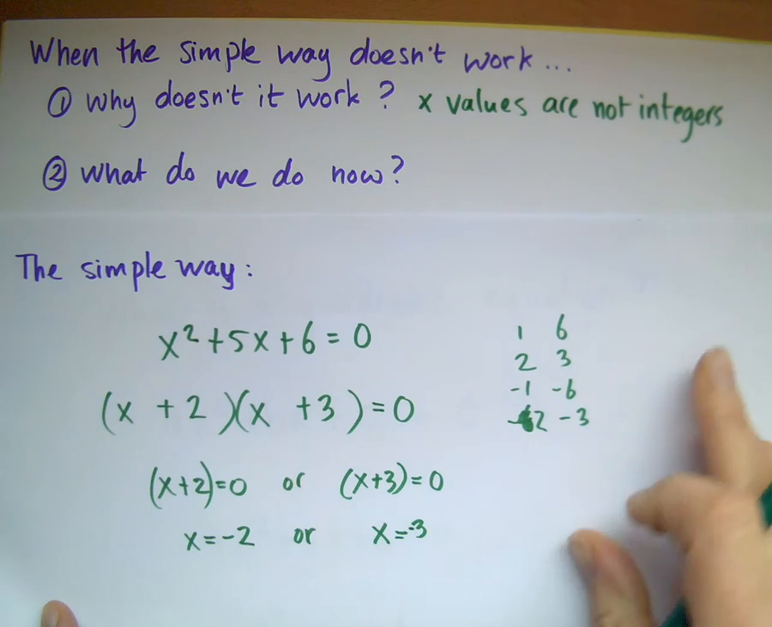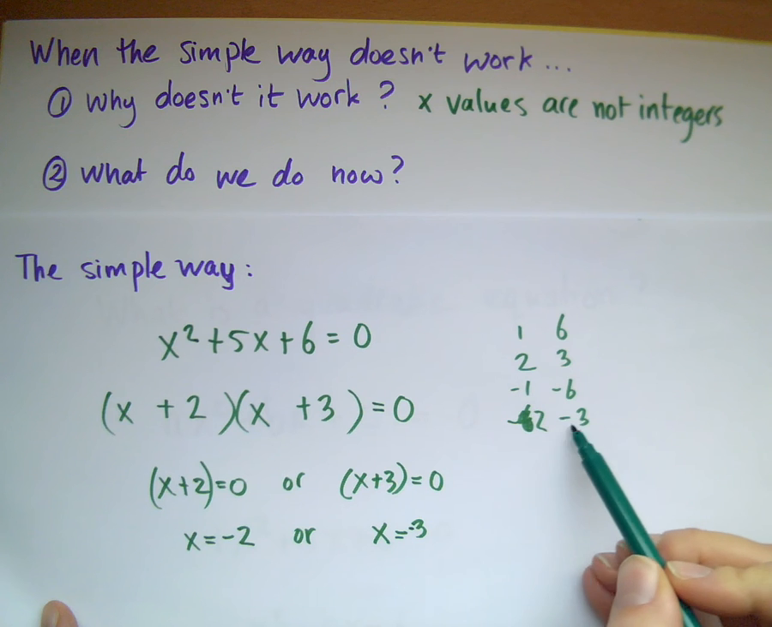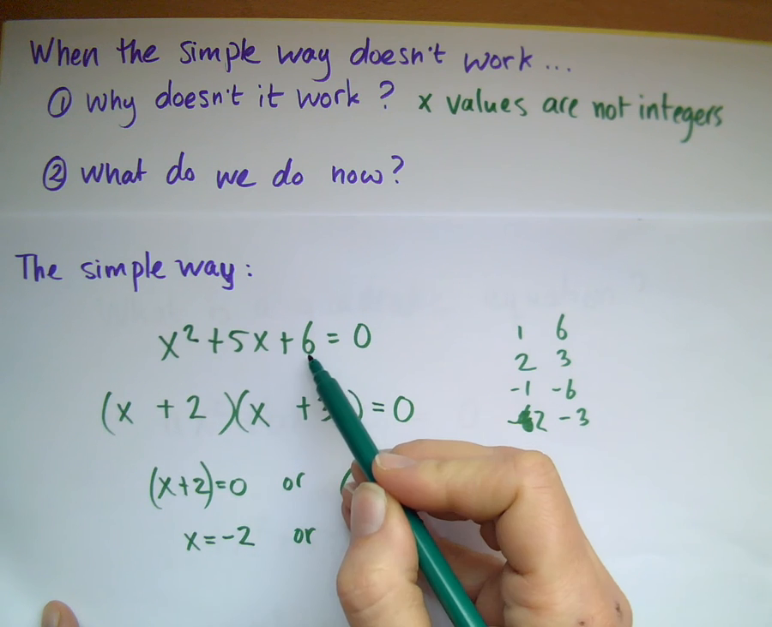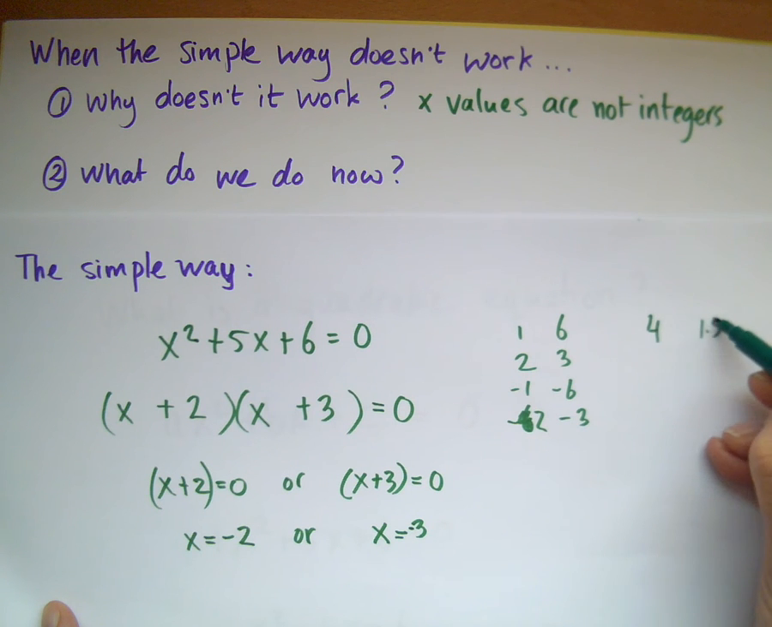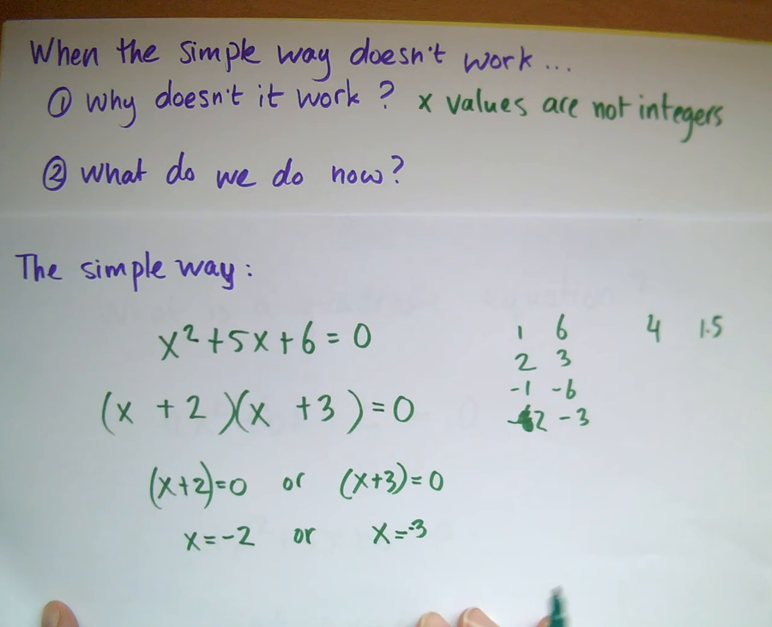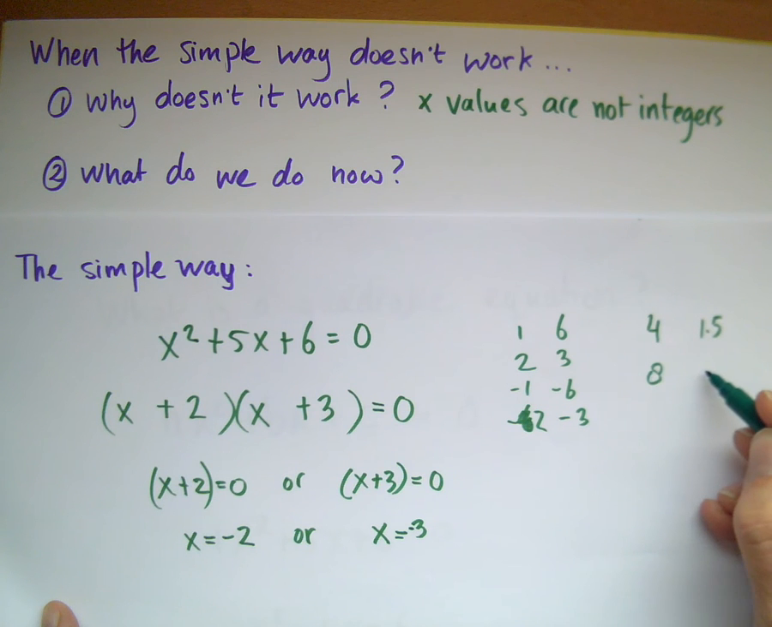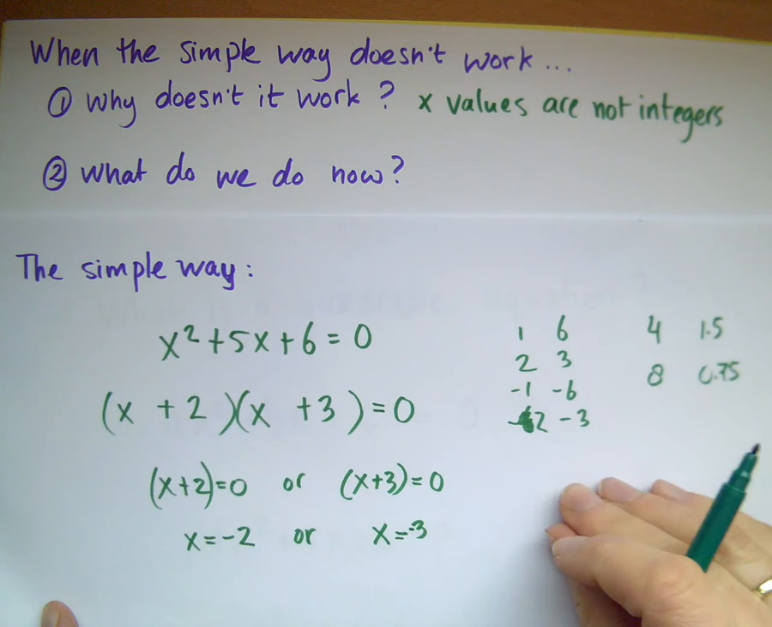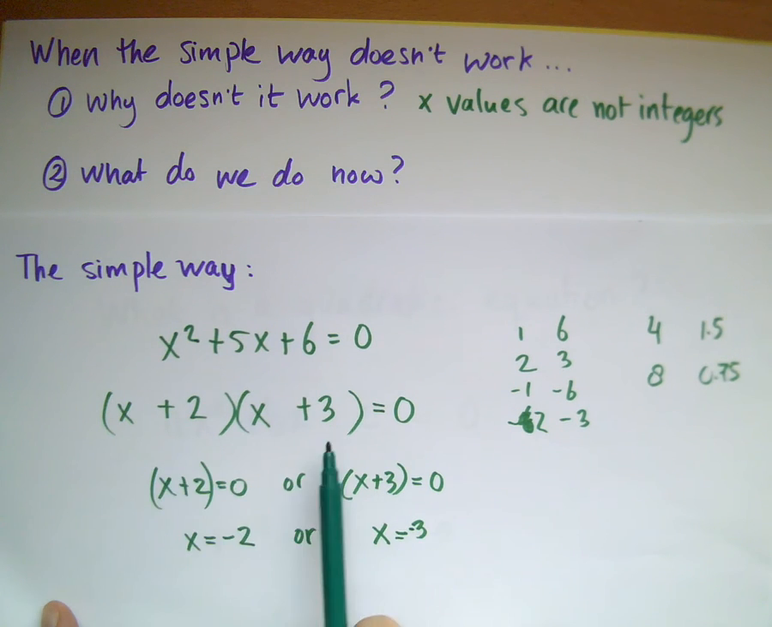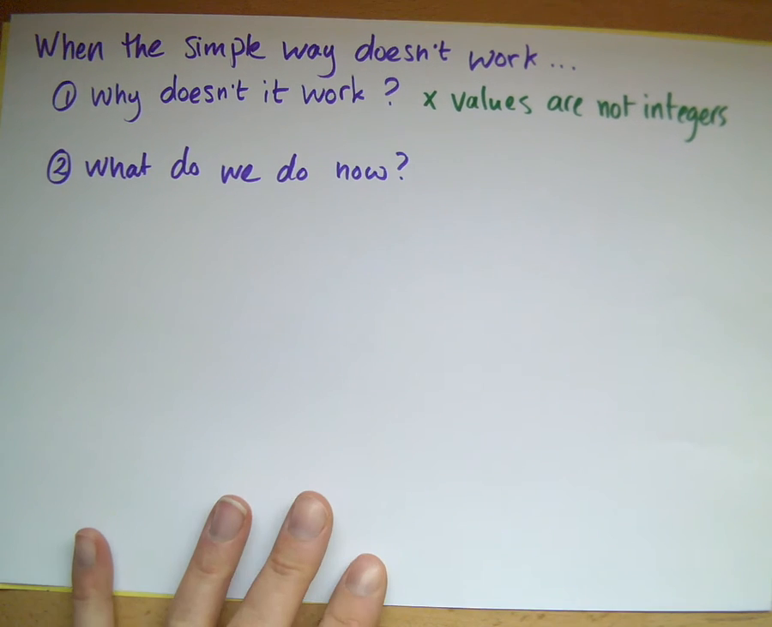See how here we were only looking for the integers that multiply to give 6. But really, you can get 6 by multiplying 4 and 1.5, right? Or 8 and 0.75, right? We didn't include all these possibilities because they would be endless, right? So the simple way only works when the solutions for x are integers. When they're not, we need a different way.